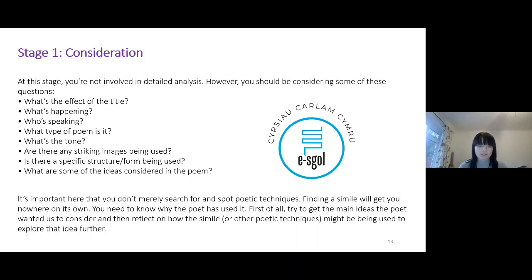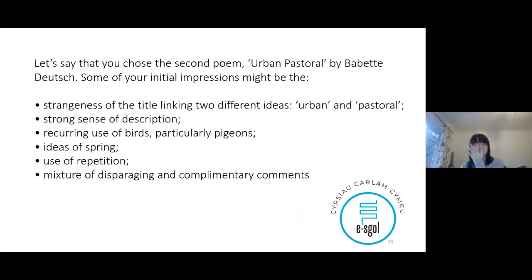Okay, oh great, I found a simile. Okay. You need to know why the poet has used it. So try and get the main ideas that the poet would have wanted you to be considering, and then reflect on it. Okay, this is what we need to be thinking about. So let's have a think and say that we have chosen that second poem, Urban Pastoral by Babette Deutsch.